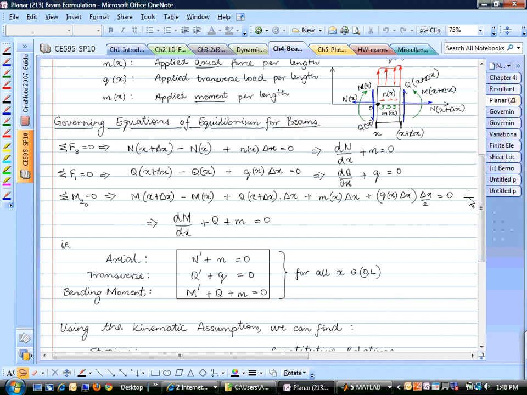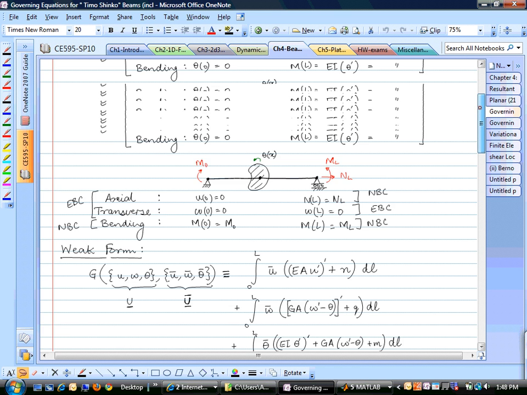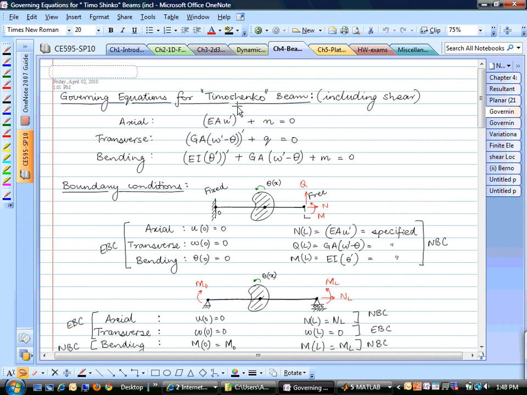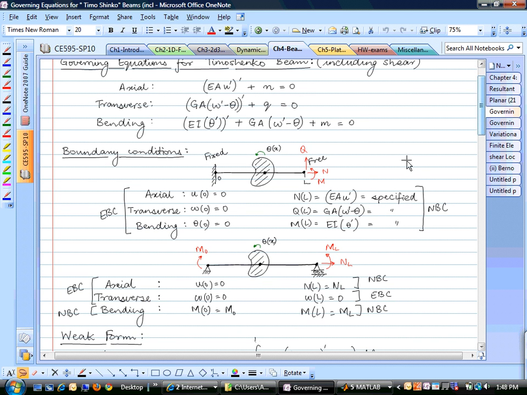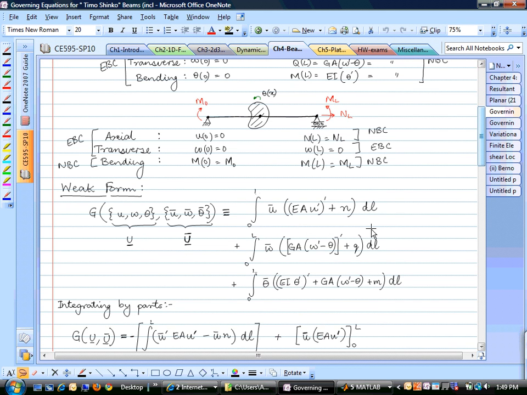So these are the governing equations, and we took a look at how we can set up the weak form. If these are the governing equations for the Timoshenko beam, which includes shear, we have three equations. We took a look at some boundary conditions for the shear beam, and finally, when we have to set up the weak form, all that we do is take the governing equations, multiply them with their virtual counterparts, virtual displacements and rotations, and just integrate over the domain.